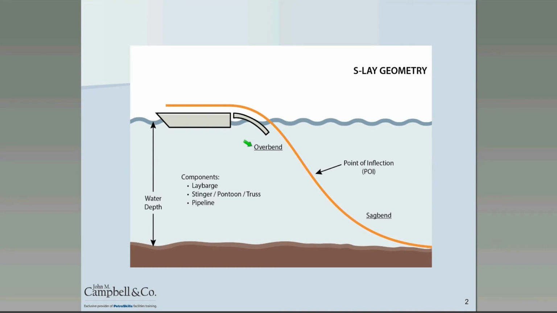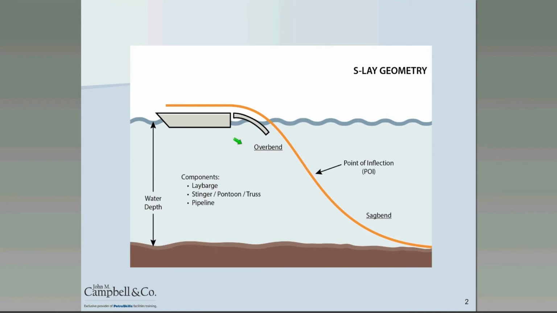The first being the overbend region. The overbend being that portion from above water where you're assembling the pipe over the stinger or truss and down into the water until you reach a point of inflection. Now, the point of inflection, of course, is where the curvature changes from being curved downward in this case to being curved upward in the next component of the geometry, which is the sag bend itself. Now, this point of inflection is an important point to consider and one of the keys to understanding the overall geometry, and from the geometry understanding the stresses that are associated with a lay barge.